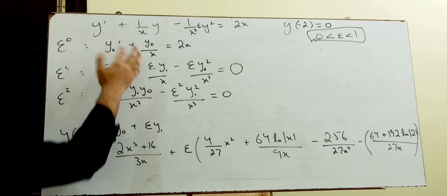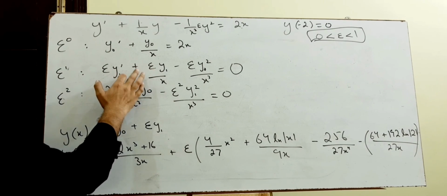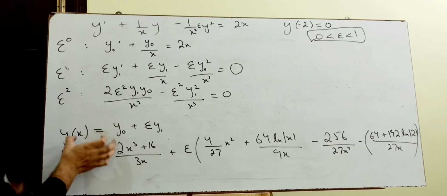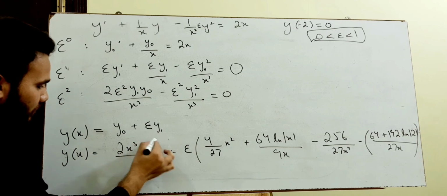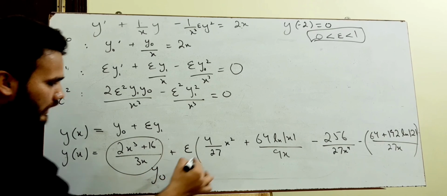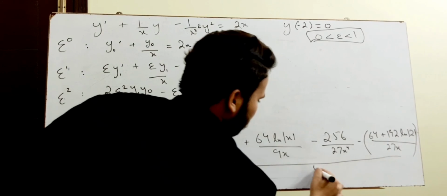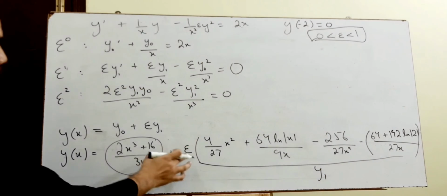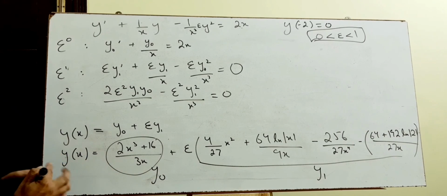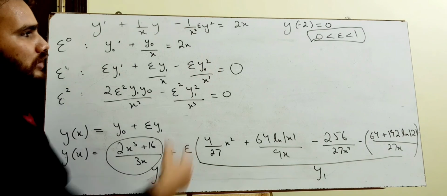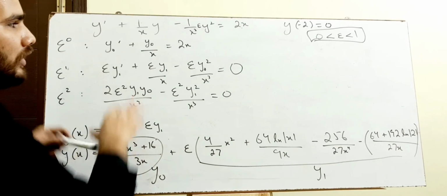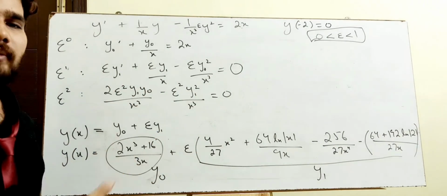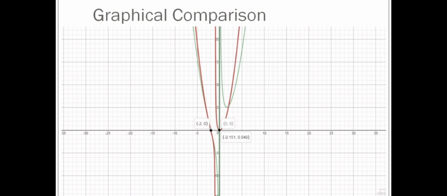After solving the epsilon order 0 equation and the epsilon order 1 equation, we will have our y of x equal to y naught plus epsilon y1. So this is my y naught, and this is my complete y1 from epsilon. So I found this result for this Riccati differential equation using the perturbation technique. Now I can show you by graphs what kind of result we have. That is my comparison.